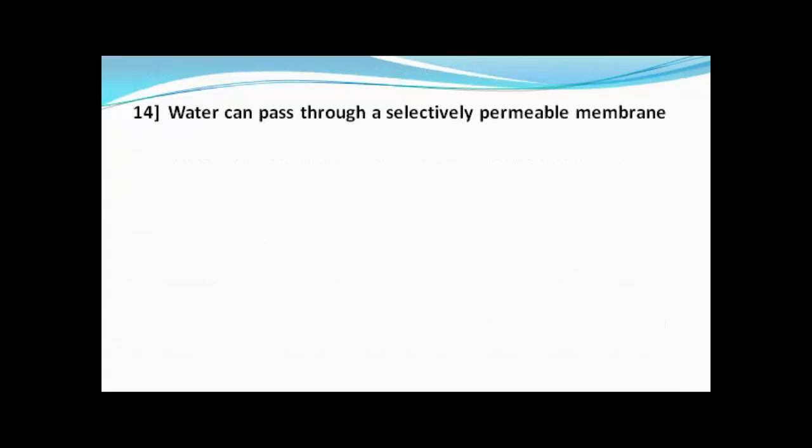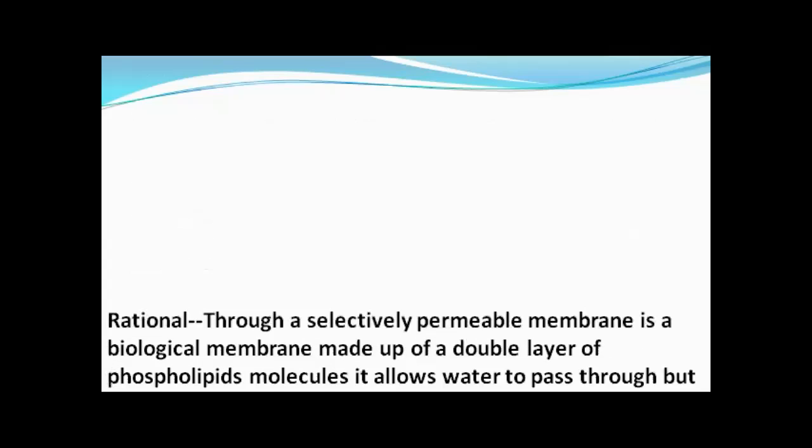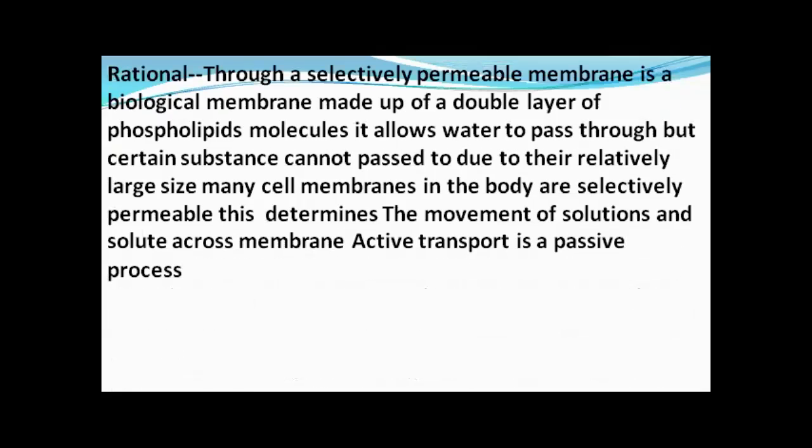Next question is, water can pass through a selectively permeable membrane. Answer is true. The rationale is, a selectively permeable membrane is a biological membrane made up of a double layer of phospholipid molecules. It allows water to pass through, but certain substances cannot pass through due to their relatively large size. Many cell membranes in the body are selectively permeable. This determines the movement of solution and solute across the membrane. Active transport is not passive.